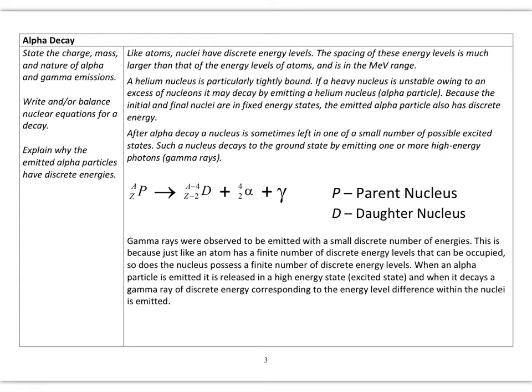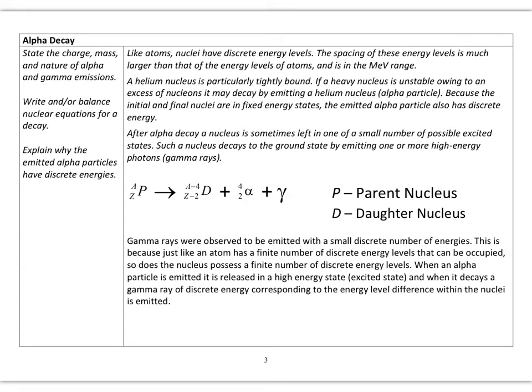So essentially what happens is we start off with some parent nucleus, and as I said, these are alpha decay, the ones normally with an atomic number greater than 83, and that decays to a daughter nucleus which has 2 less protons and 2 less neutrons, so a mass number of 4 less. That mass number is lost as an alpha particle, and we'll talk about this particle that's also released in a sec.